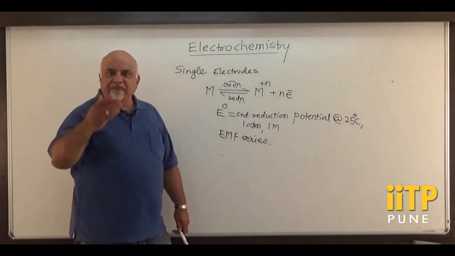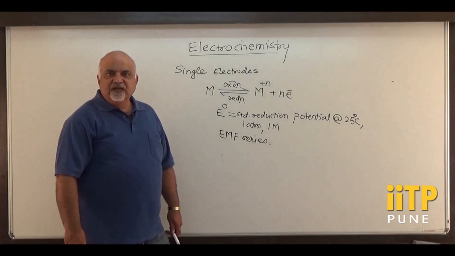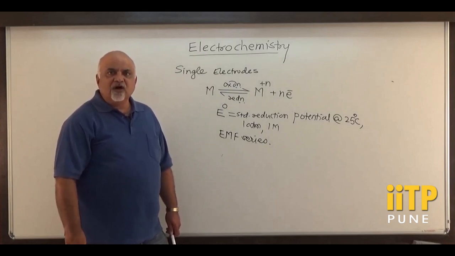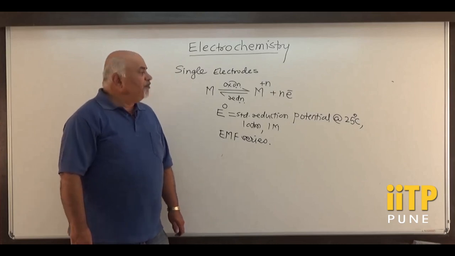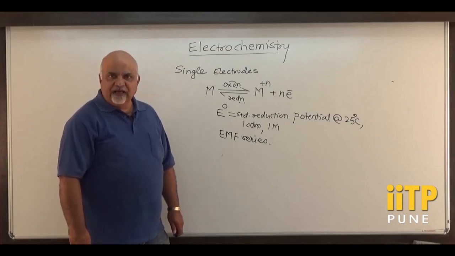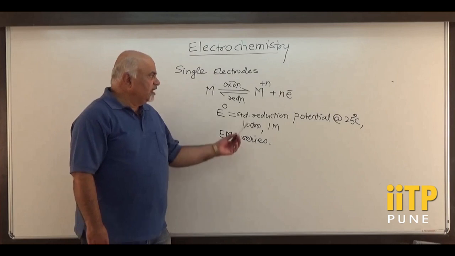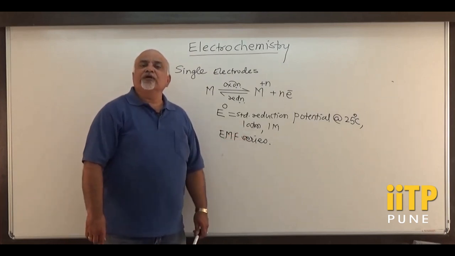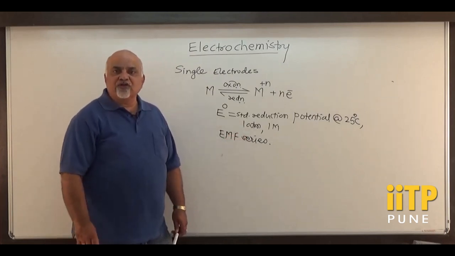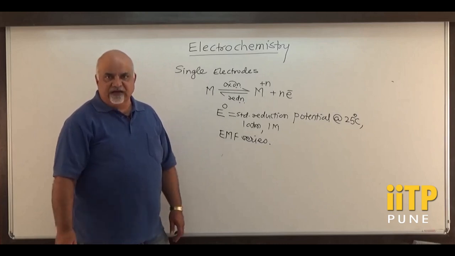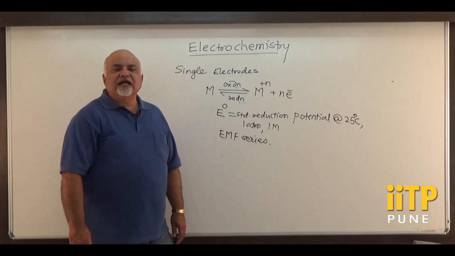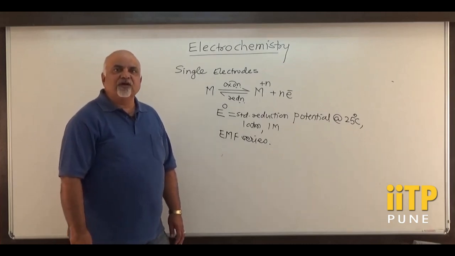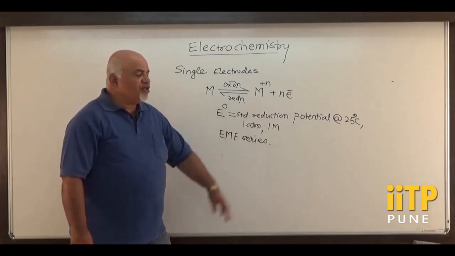In the EMF series, you have a big list of electrode systems. Some of them are easily oxidized. Some of them are easily reduced. The values are available accordingly in volts at standard condition. Standard reduction potential is the only electrode potential according to international standard. So when we use the word electrode potential according to international standard, it is standard reduction potential at this condition.